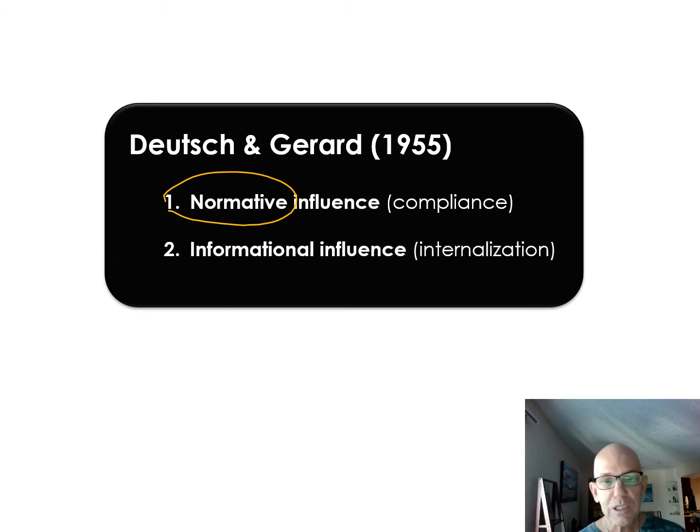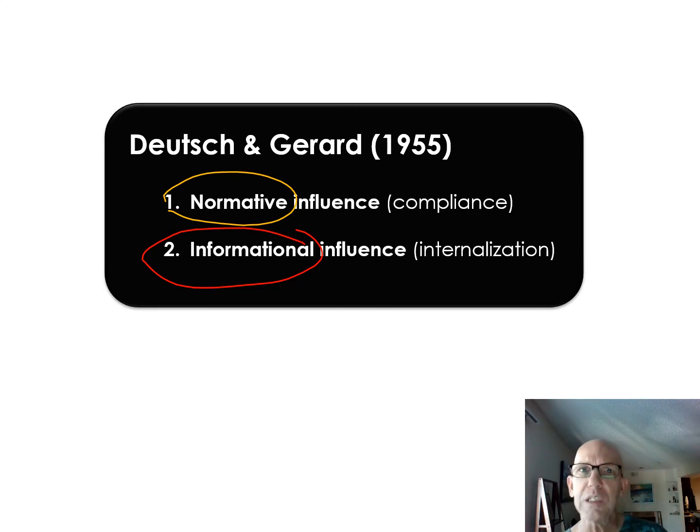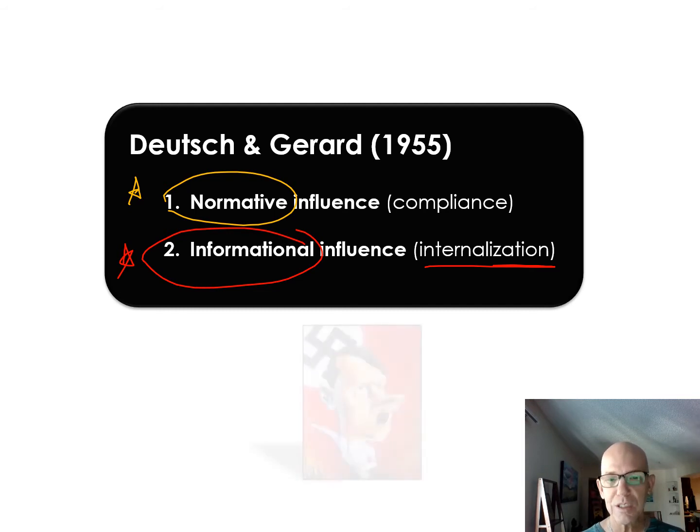The second thing is called informational influence. In this case, I conform because I truly believe. Think about a lot of religion or other things. People are buying into it. They truly believe. Even soldiers, they believe in their purpose. So normative influence is kind of faking it, and informational influence is really believing it. That's why this one is called internalization. You've internalized it.